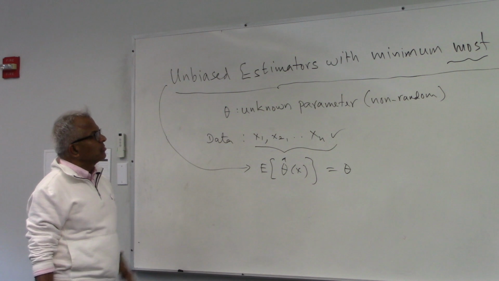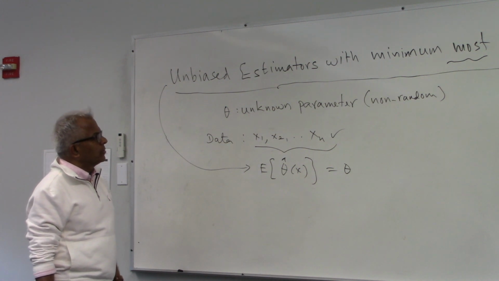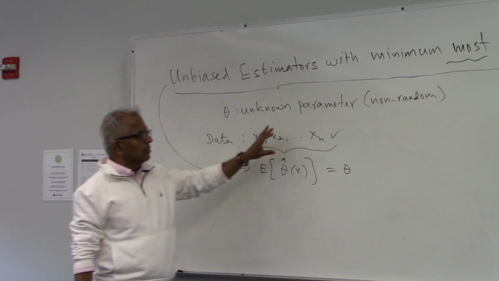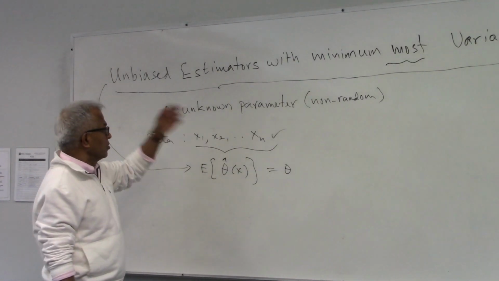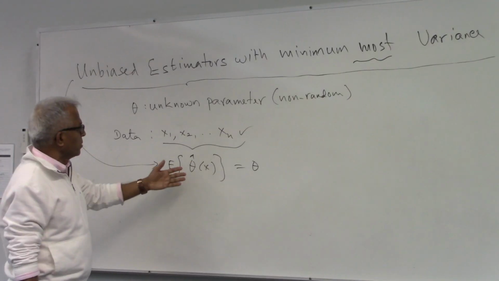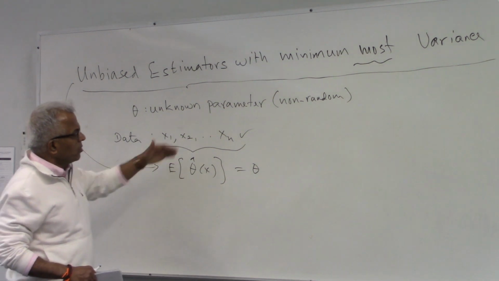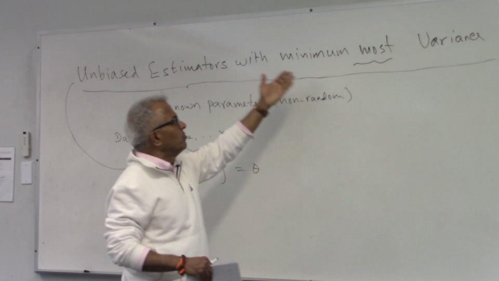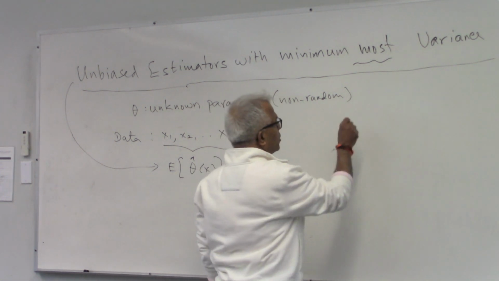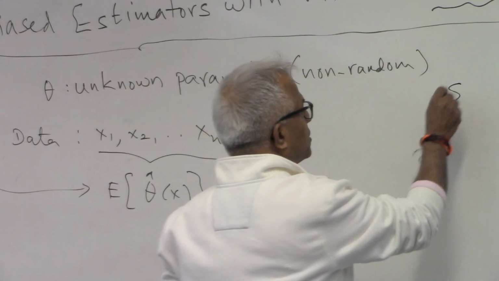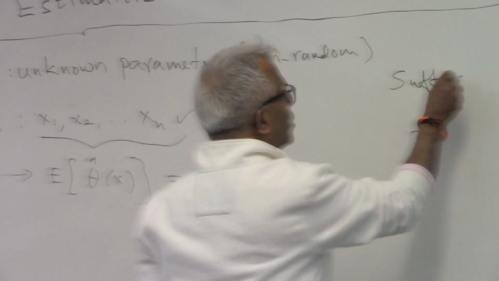So to come back, theta is an unknown parameter, non-random, and we have data. And theta hat is an estimate for theta based on the data, obviously. So this is an unbiased estimator. So among all the unbiased estimators, how do you find the one with the minimum variance? Interestingly, what we are going to see is the sufficient statistic for the data will play a role here.